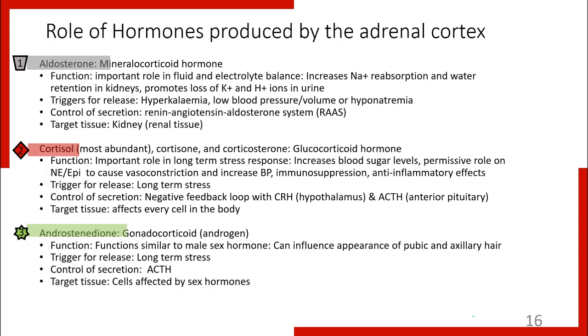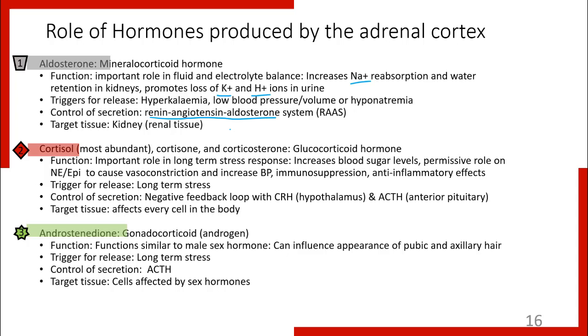When we look at the three different hormones that are produced by the adrenal cortex, what you can see here is that aldosterone is the prime mineralocorticoid hormone, and it has an effect on electrolyte levels. So it helps to maintain potassium, hydrogen, and sodium levels. And it uses the system called the renin-angiotensin-aldosterone system. And we'll look at that in the next couple of slides.